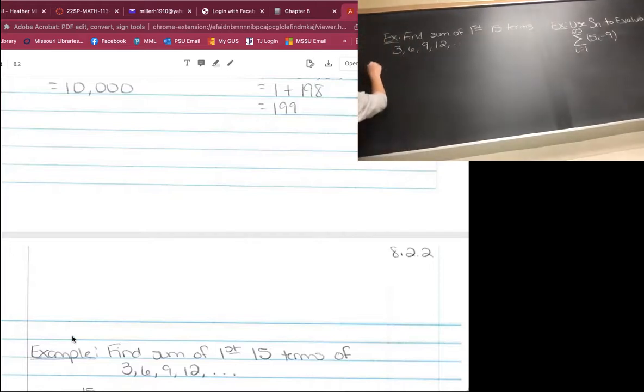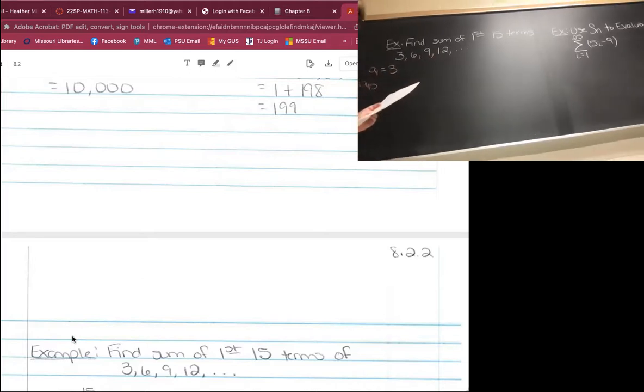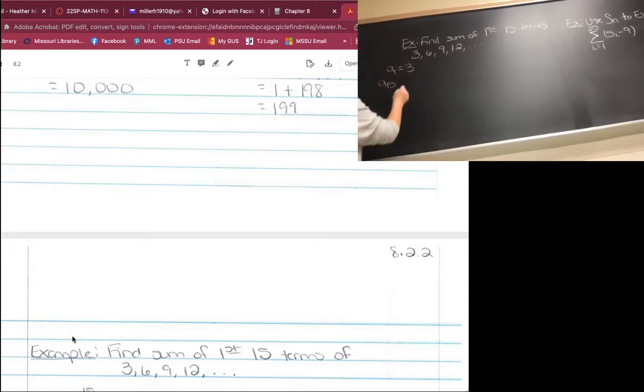So my first term is 3, and I need to find the 15th term because I have to find my first term and my last term. And if I'm finding the first 15 terms, then a sub 15 is my last term. So to find that, I take a sub 1 plus n minus 1 times the common difference. A sub 1 is 3 plus n minus 1, which is 15 minus 1, times the common difference.